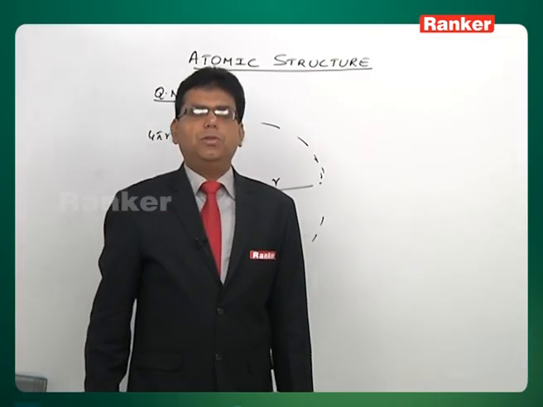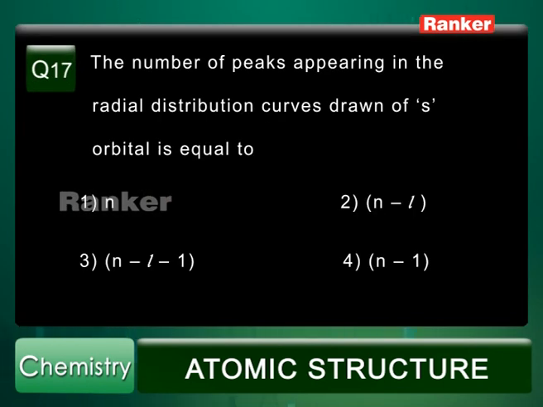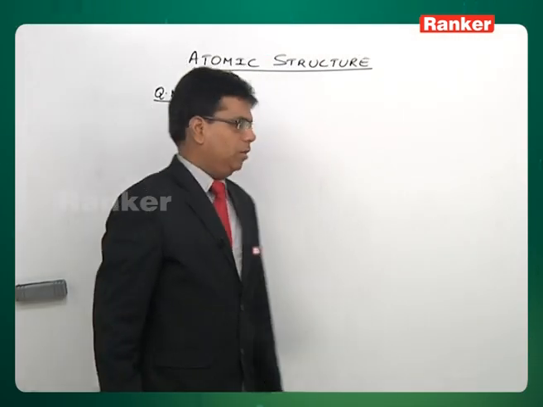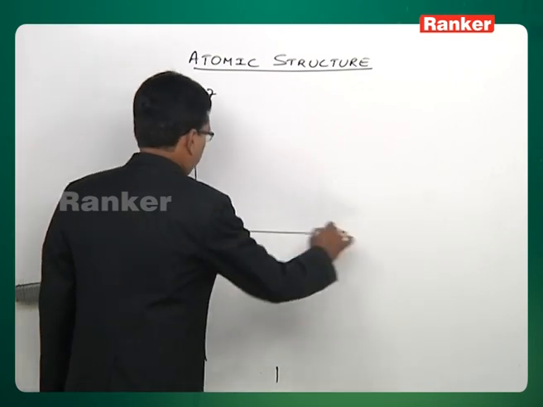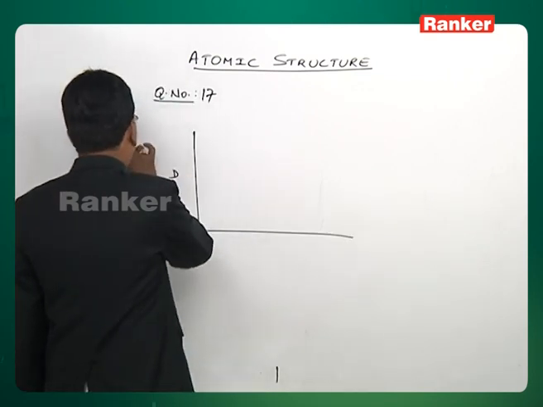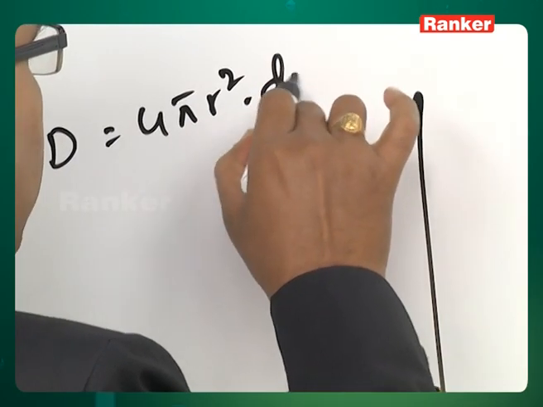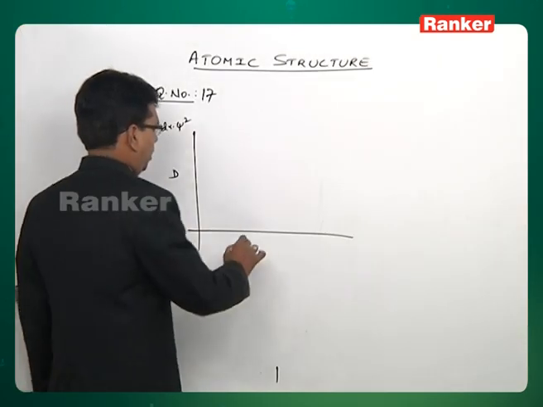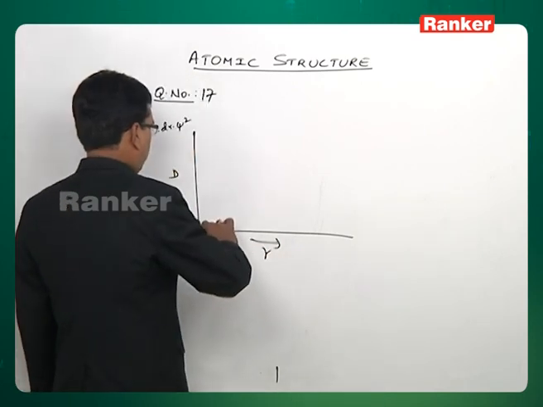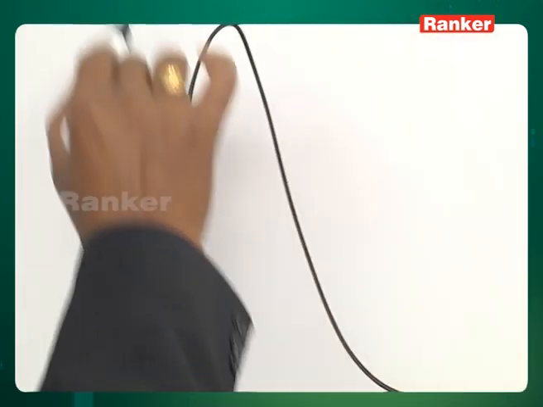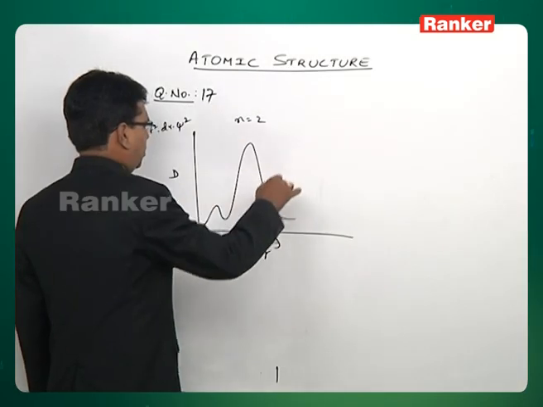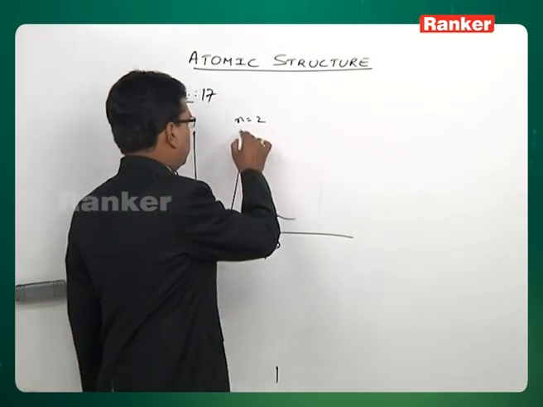Now, let us move on to question number 17. The question says, the number of peaks appearing in the radial distribution curves drawn for s orbital is equal to. Now, for any electron, first of all, consider the radial probability distribution curves. The D function, that is D is equal to 4 pi r square dr psi square, is plotted against the radial distance r. The curves we will get depend on the values of n, for example n is equal to 2 will give a curve like this.